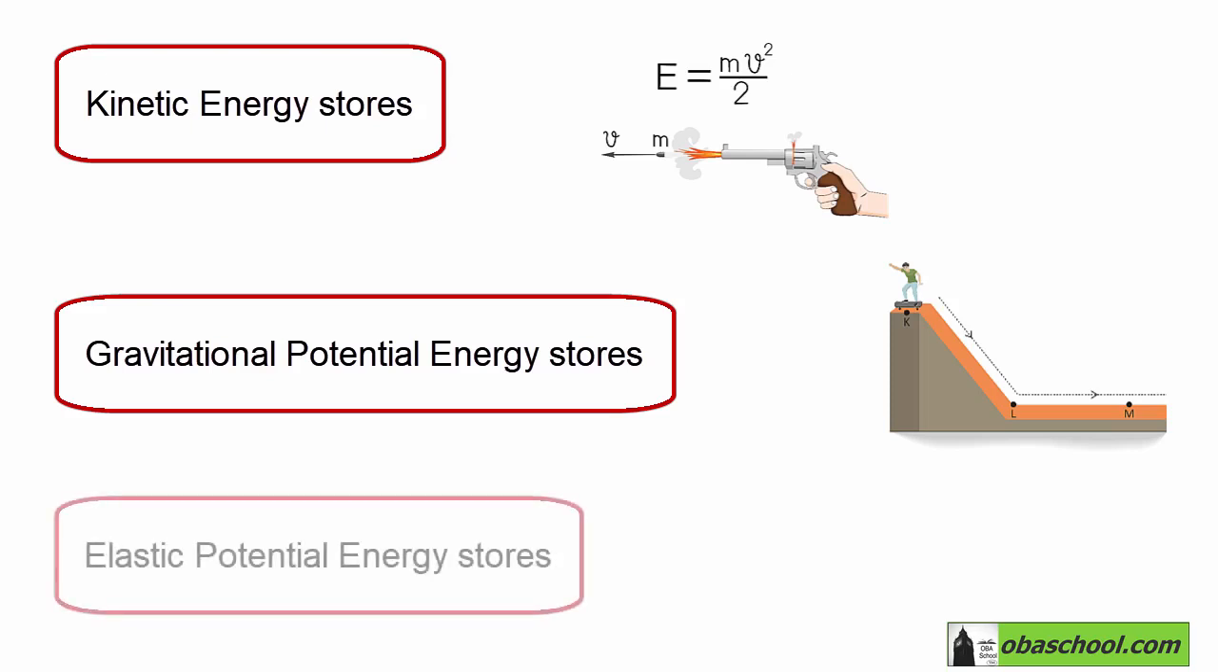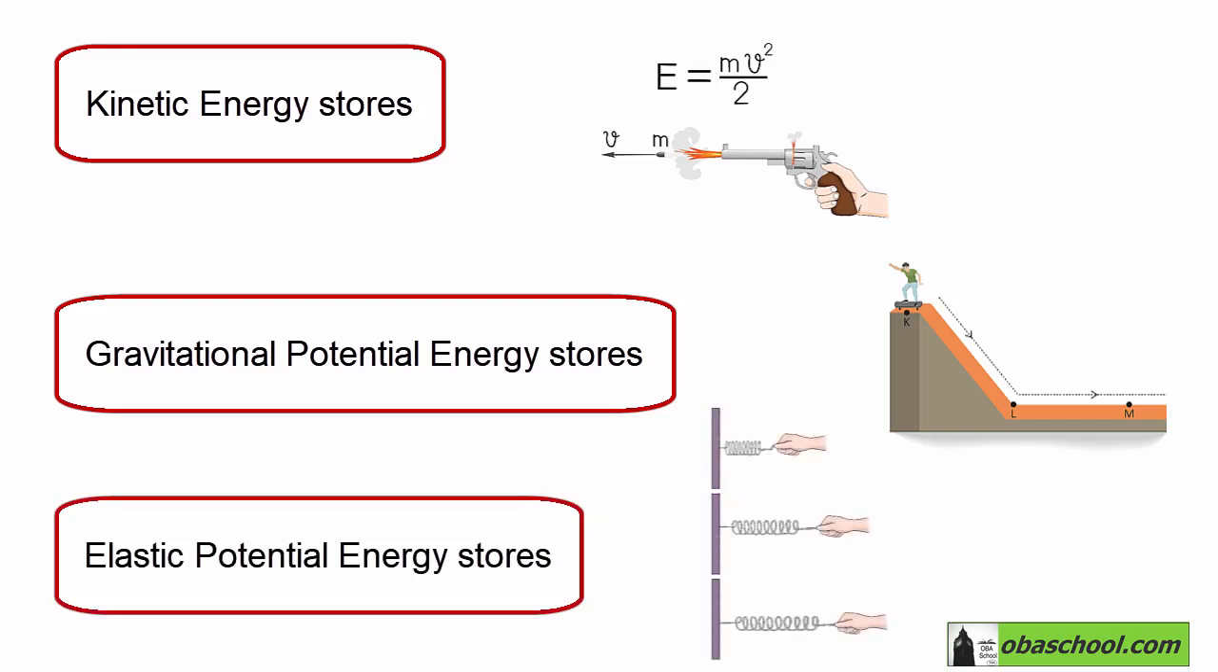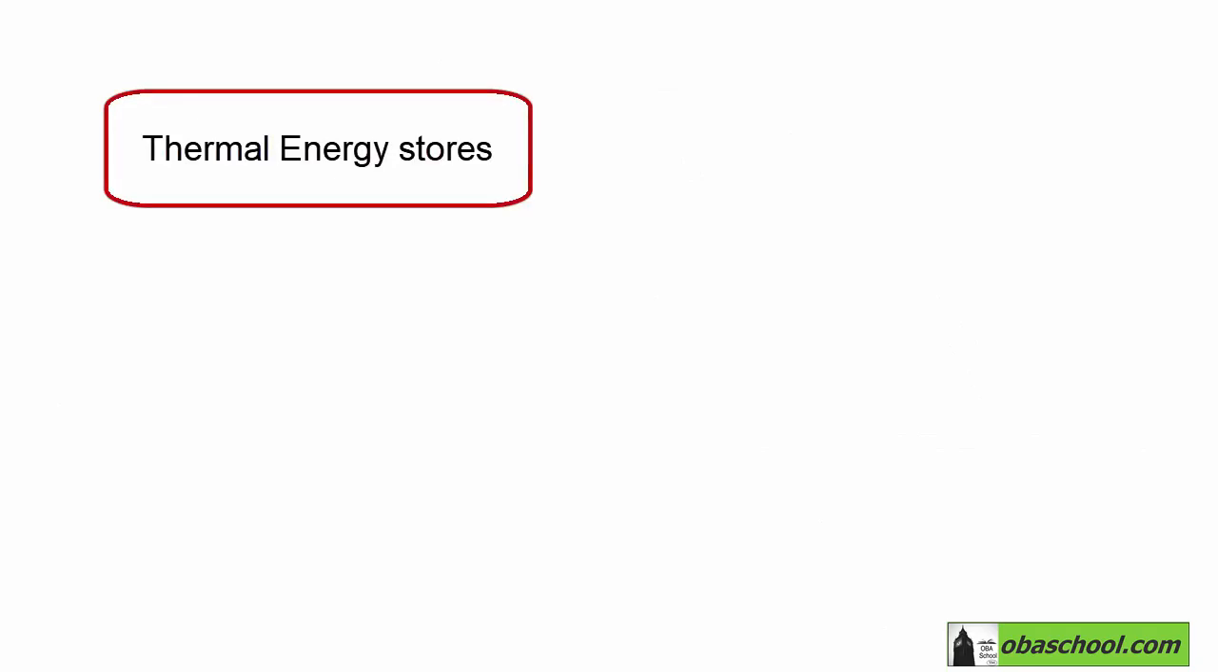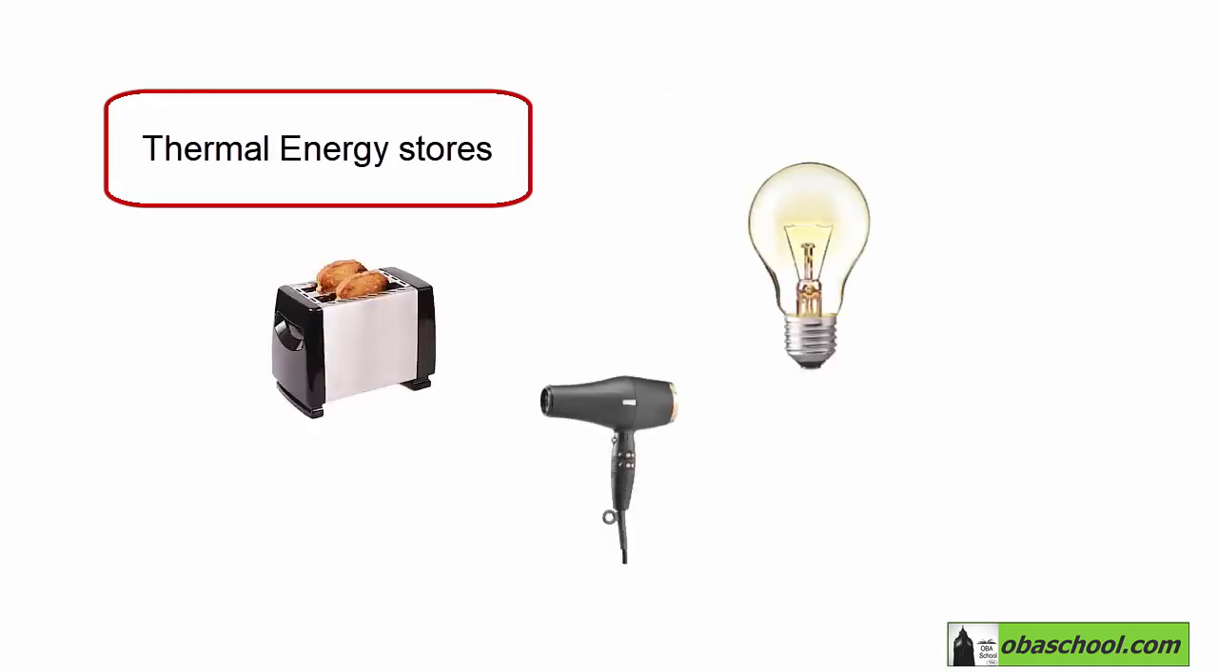Fourth, elastic potential energy stores describe the energy stored in a springy object when you stretch it or squash it. And at last, thermal energy stores describe the energy a substance has because of its temperature.